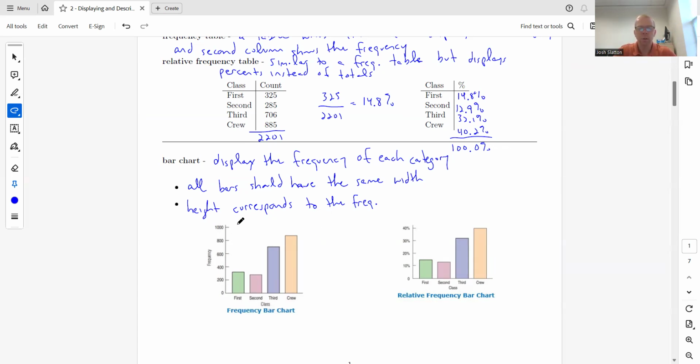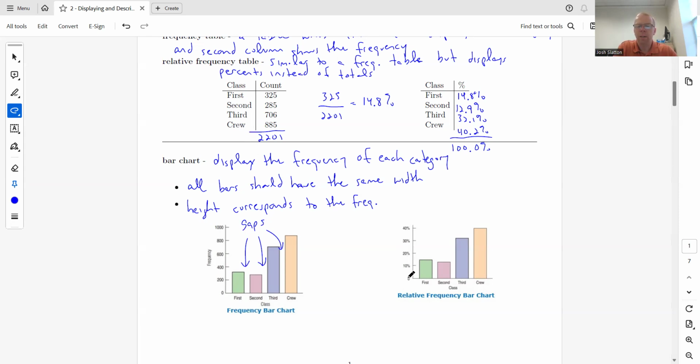So it should have gaps between all the bars, and that helps to quickly identify that you're looking at a categorical variable. And then we have the frequency bar chart here, and these heights will correspond to how many are in each category, of course. And then we have the relative frequency bar chart, and just like with the relative frequency table, we're talking about percent. So anytime you see the word relative in this class, we're going to be talking about percents instead of totals.